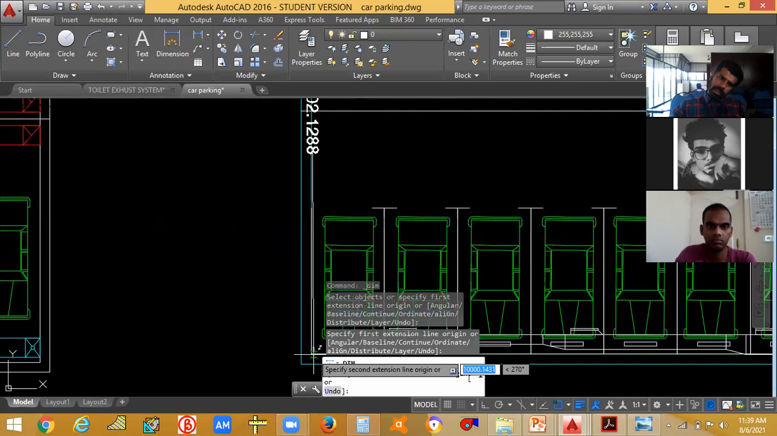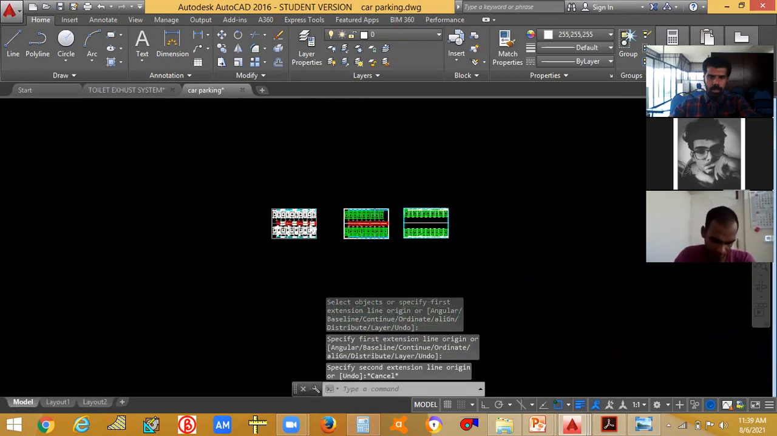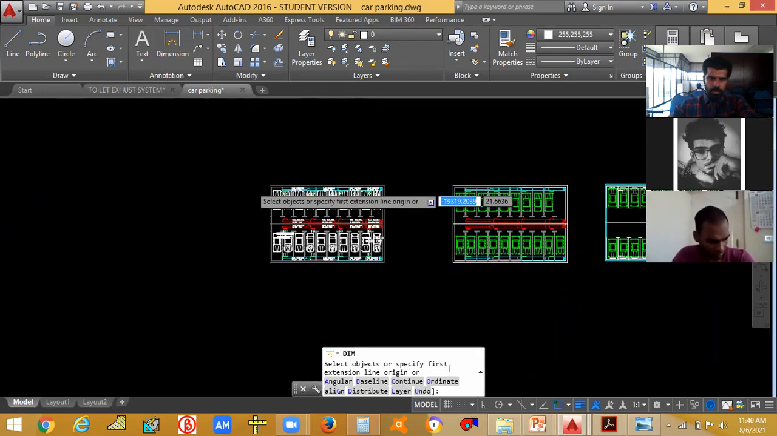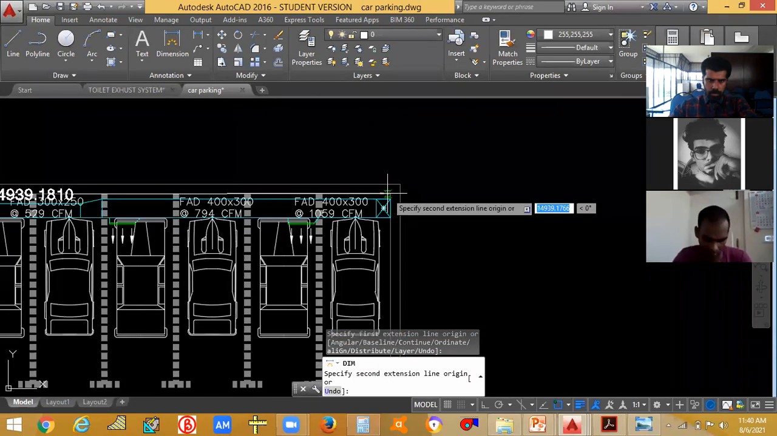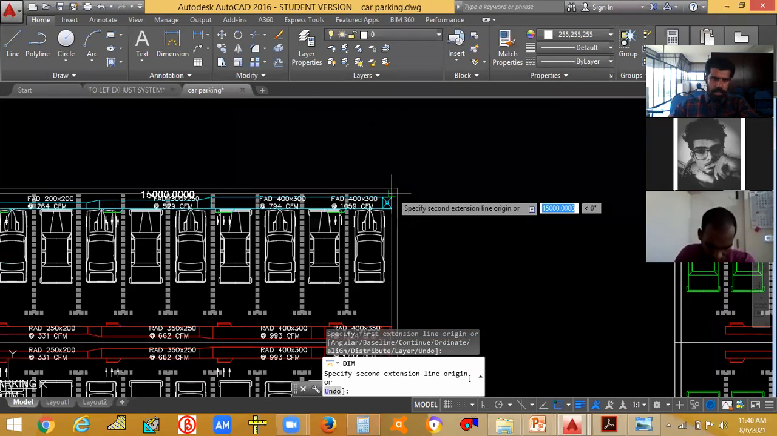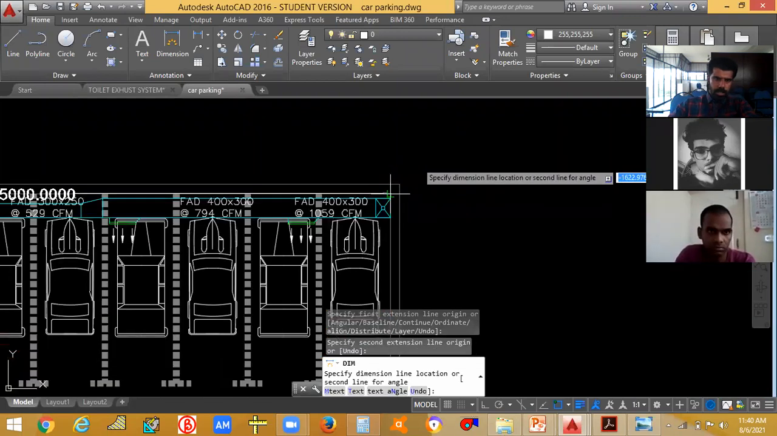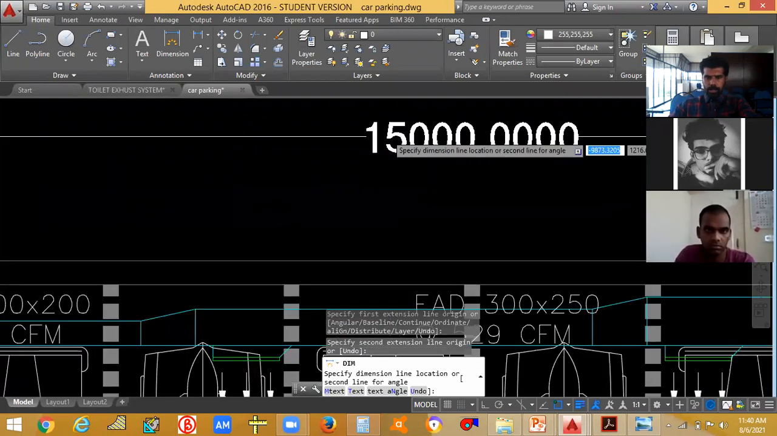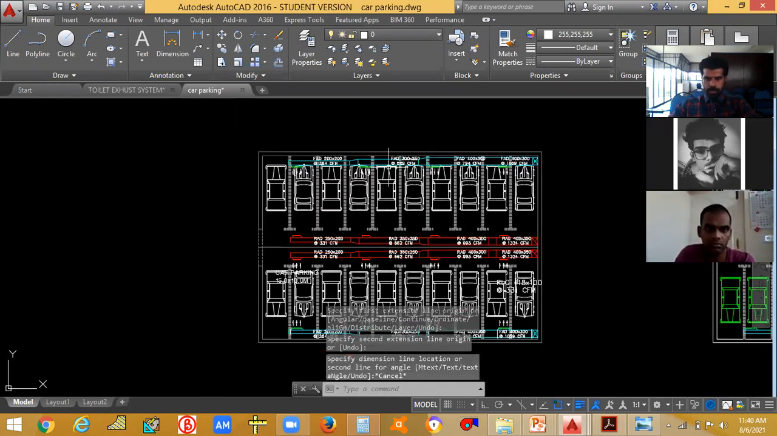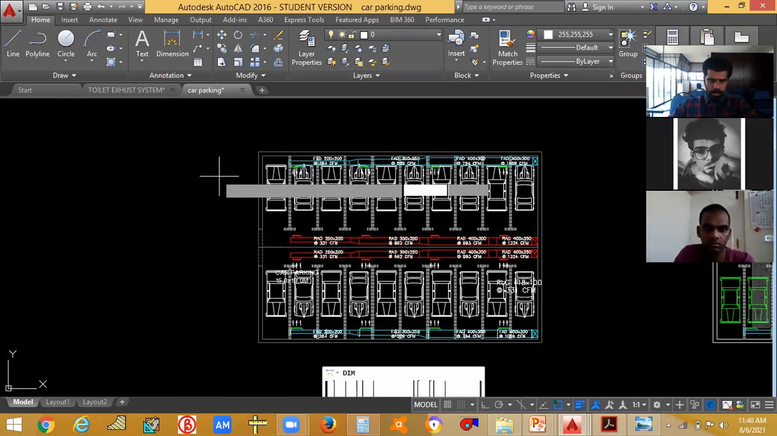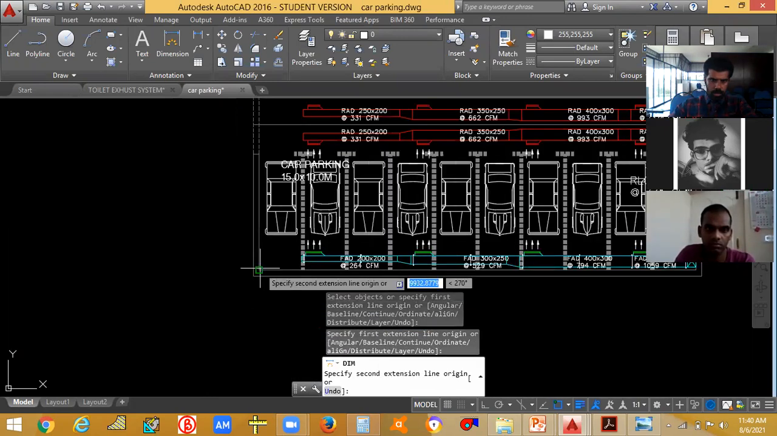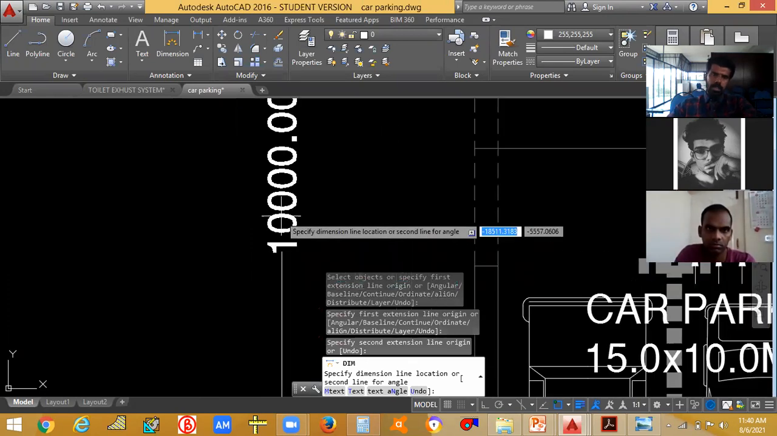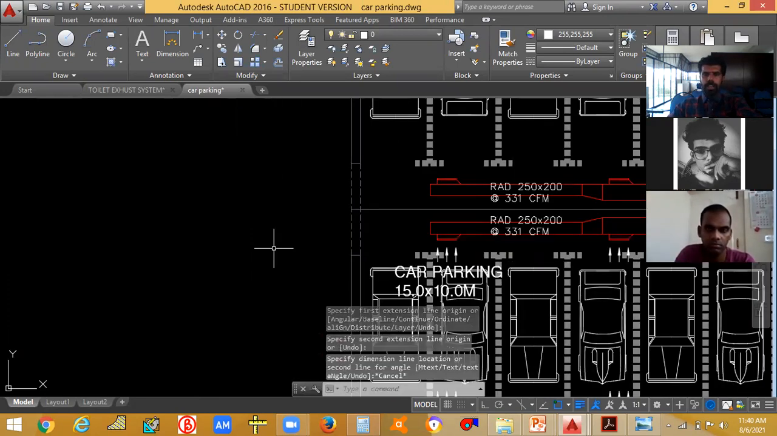Given like 9,000. That means what about this? Well, it is given us 15,000, which means 15 meter length and 10 meter width. So we got the area.